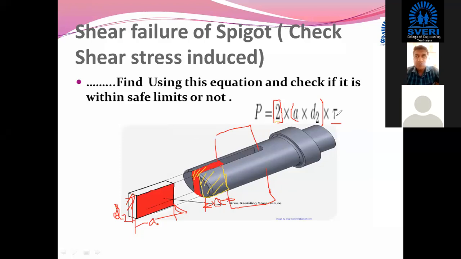So force is equal to area multiplied by stress. Stress is shear stress. Got it? Any question? Am I going too fast?